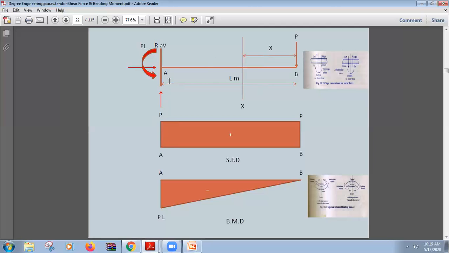I will clarify that the only force acting from B to A along the span of the beam is 10 Newton. So I have taken 10 Newton, and in the shear force diagram, I told you the sign is positive. From here to here, we have 10 millimeter here and 10 millimeter here. Joining these two points, we'll have this diagram.